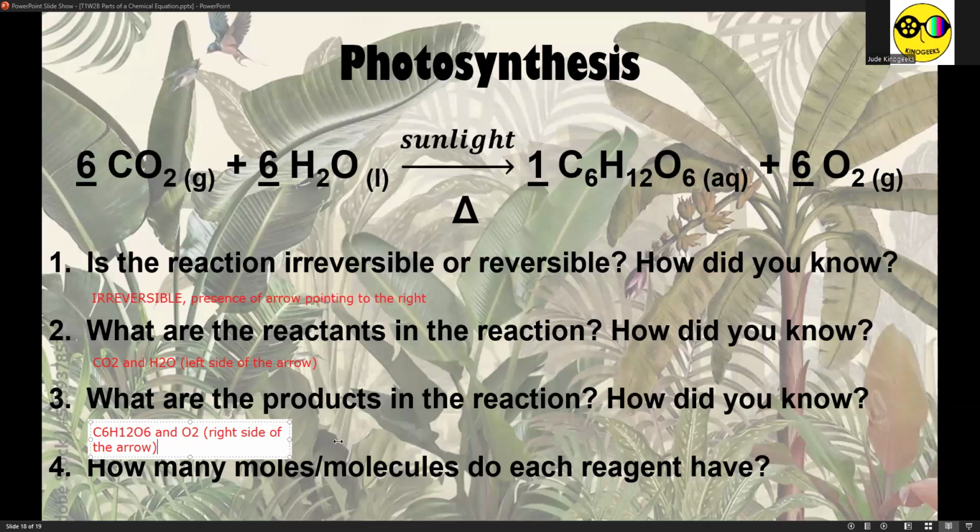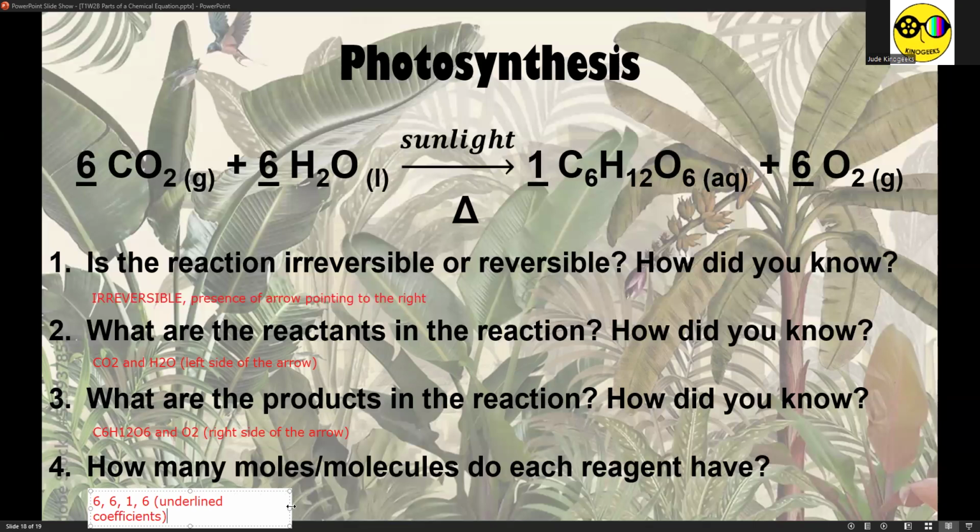Okay? So how many moles or molecules does each reagent have? So let's answer from left to right. Respectively, for CO2 it's 6, for H2O it's 6, for C6H12O6 it's 1, and for O2 it's 6. Okay? So all you have to do is just look at the underlined coefficients. Okay? Let's proceed to our final slide.